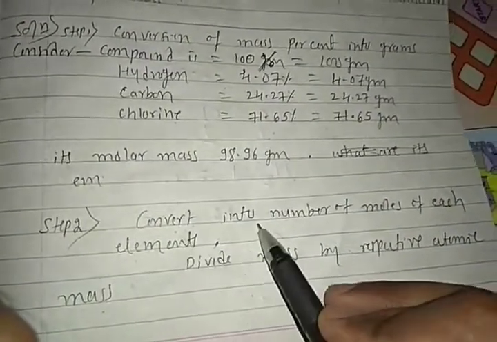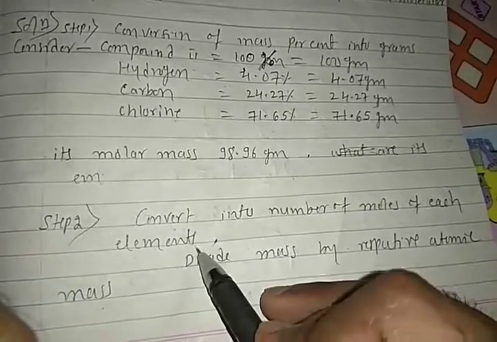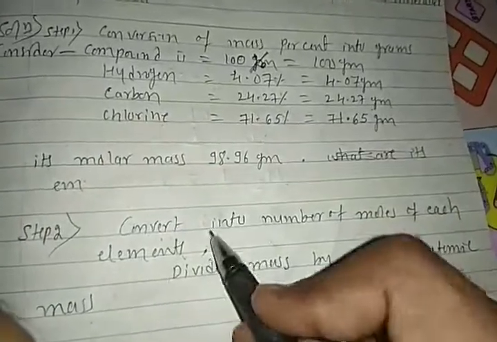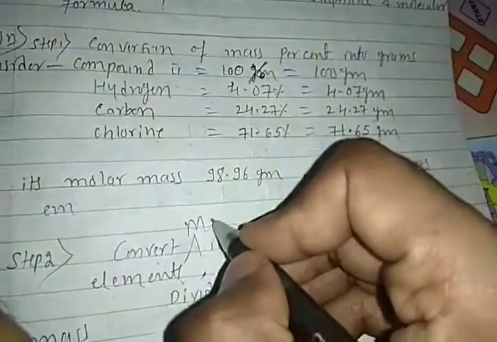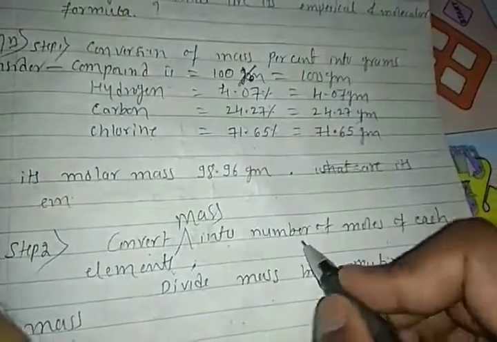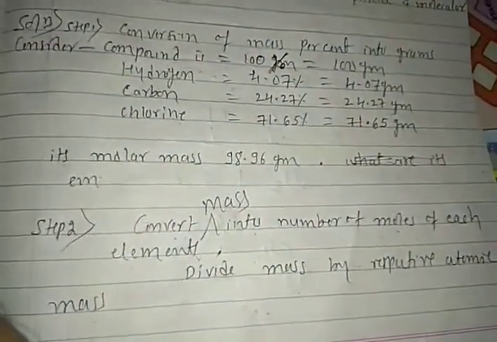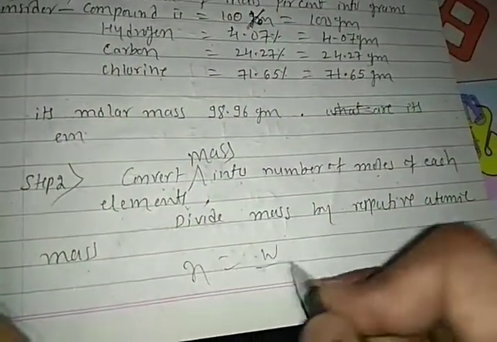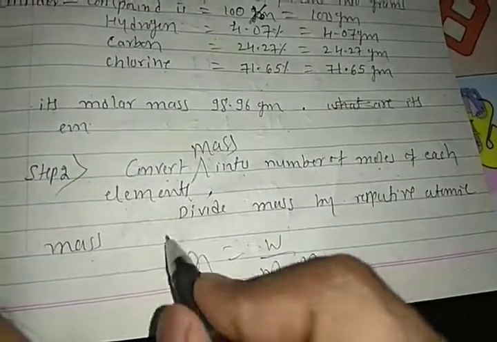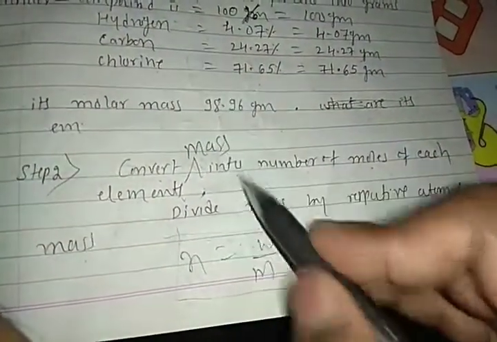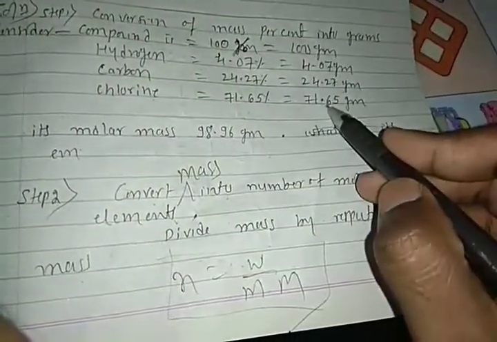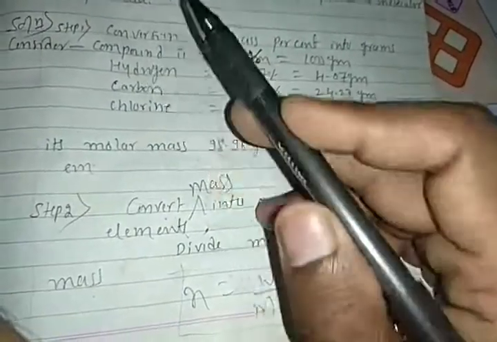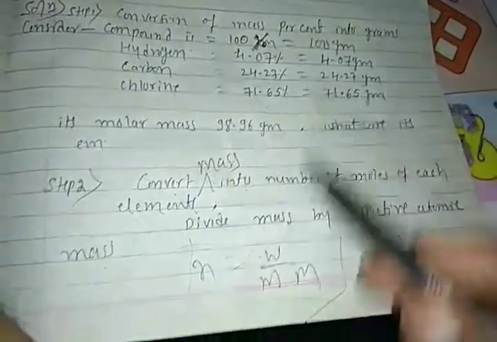Step 2, convert into number of moles for each element. Whatever the mass is there, with the help of this mass, convert mass into number of moles. How do you have to convert mass into moles, students? Do you know that? Yes, last time we discussed, students. Moles is equal to weight by molecular mass. This formula we have discussed, no? We know the weight of the substance, and we also know the atomic mass of hydrogen, atomic mass of carbon, atomic mass of chlorine. With the help of atomic mass, we calculate the moles.